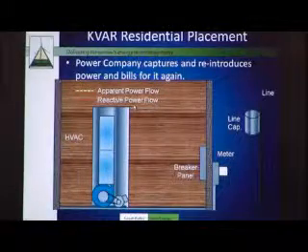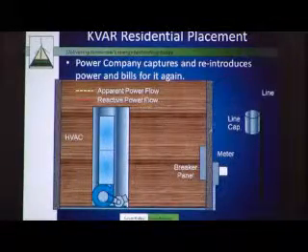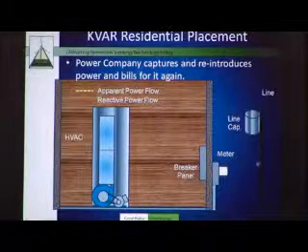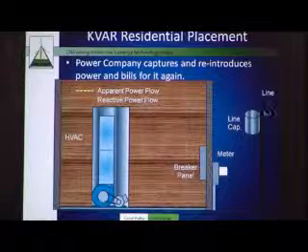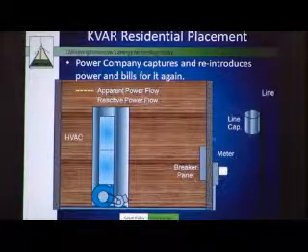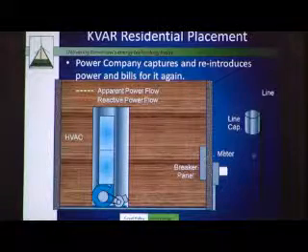Okay, so let's take a look at how this works. In this case, I've got a simulated home. I've got an HVAC system with a motor down at the bottom of it. Out here on my line, I've got line power coming in. I've got a line capacitor. I have the meter outside the house and my breaker panel inside the house.